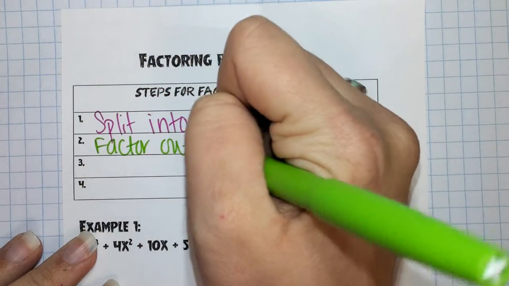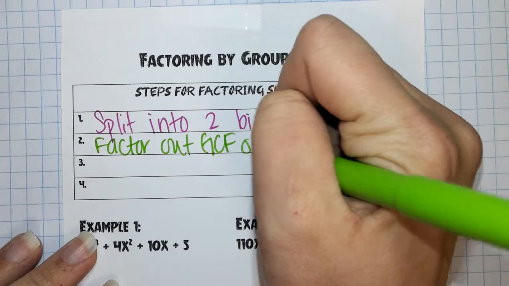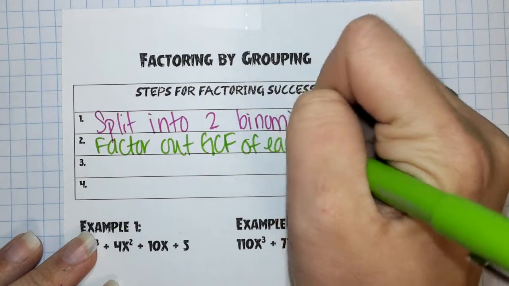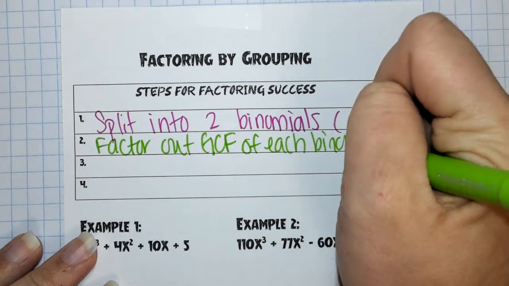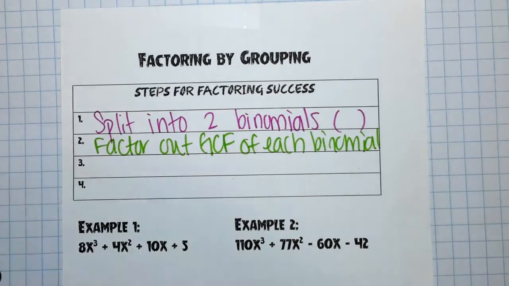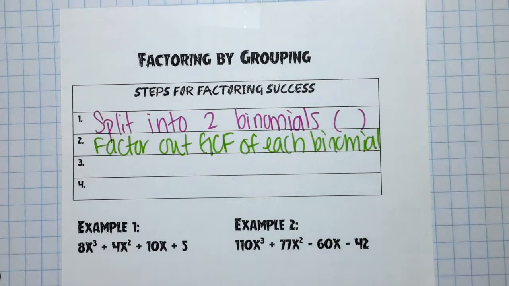Factor out GCF of each binomial. What is the GCF? What's the GCF in general? Greatest. What does that mean, though? The biggest number that divides. There's something else. What if they have letters?